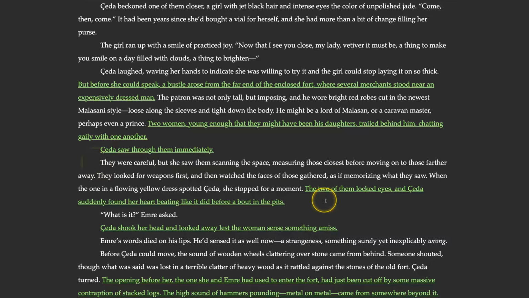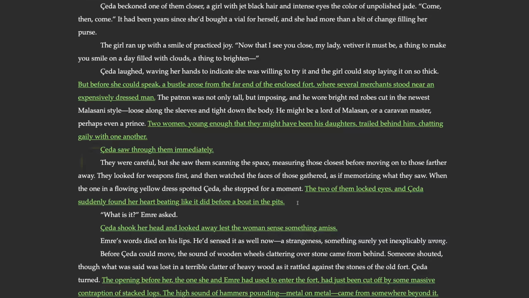So they were careful, but she saw them scanning the space, measuring those closest before moving on to those farther away. They looked for weapons first and then watched the faces of those gathered as if memorizing what they saw. When the one in a flowing yellow dress spotted Cheta, she stopped for a moment. The two of them locked eyes, and Cheta suddenly found her heart beating like it did before a bout in the pits. And so she's a pit fighter. She's a gladiatorial fighter in the city, Cheta is. She fights in the pits for money, but also to keep herself in training and able to do what she wants to do in the end, which is defeat the kings.